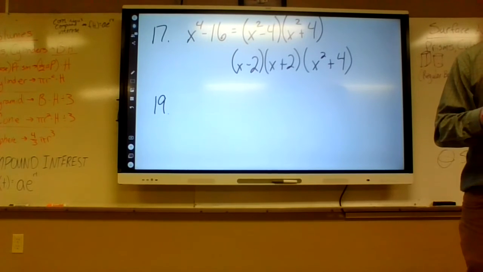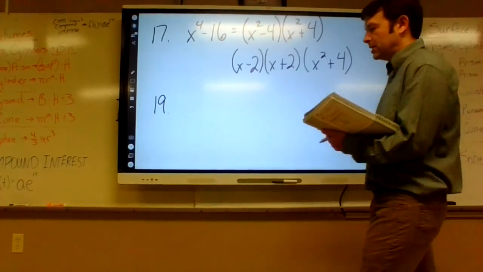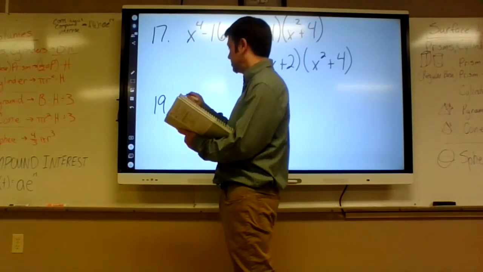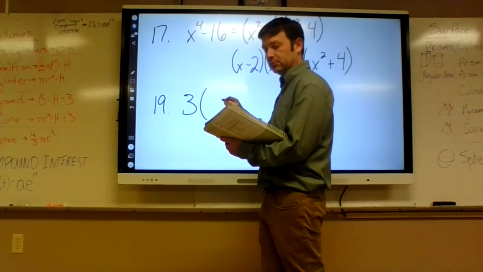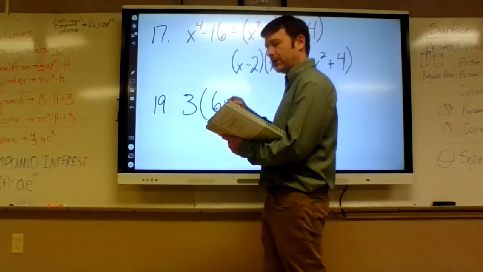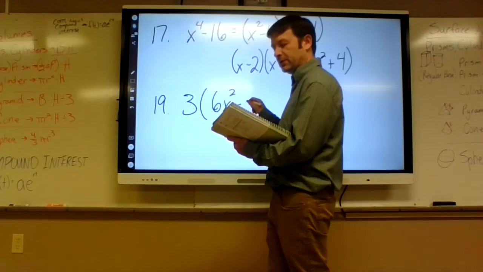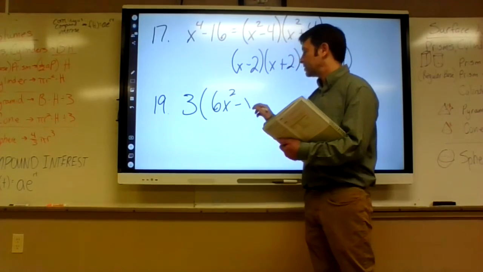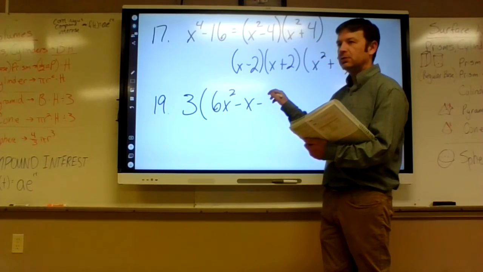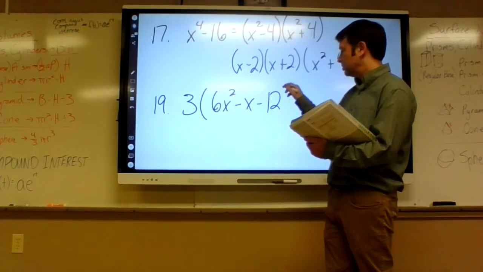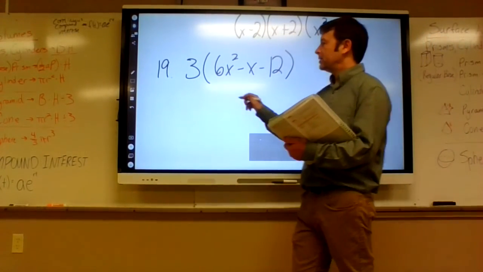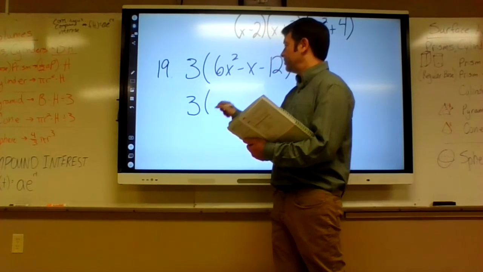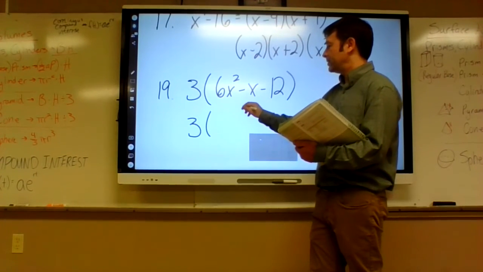What should we do first on 19? Take what out? 3. What's left? 6x squared minus x minus 12. Okay, we've taken a 3 out. The parentheses looks like 3-term factoring again, right?